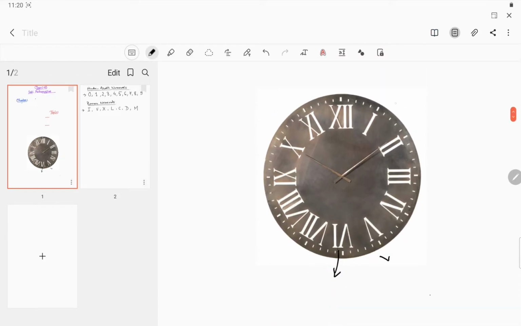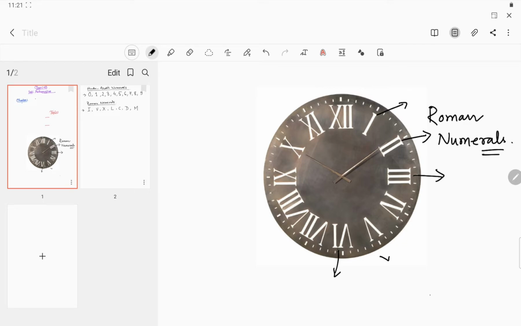So basically this is a clock. Have you ever seen this kind of clock? I think so, you have seen. Are you familiar with these numbers? No? Or yes? So basically they are representing numerals. These numerals are known as Roman numbers or Roman numerals.